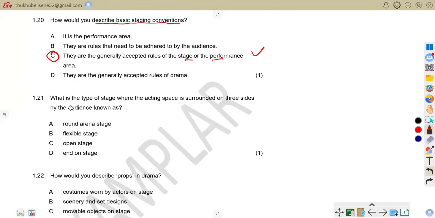Then 1.21, what is the type of stage where the acting space is surrounded on three sides by the audience known as? So the correct answer, 1.21, is C. That is a flexible stage. That is a type of stage where the acting space is surrounded on three sides by the audience, known as a flexible stage.